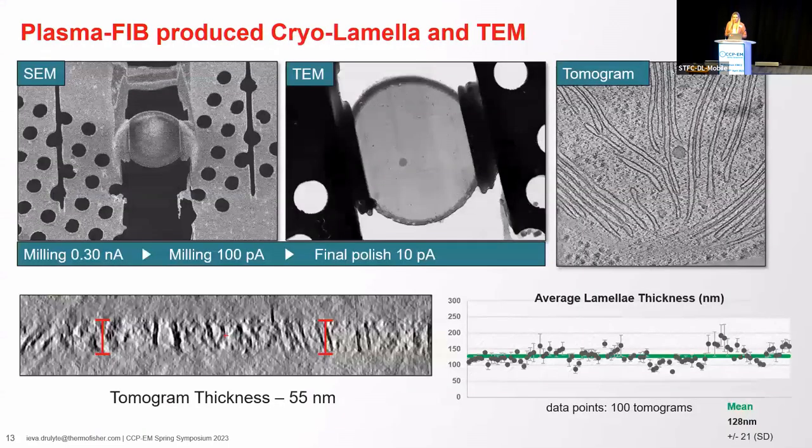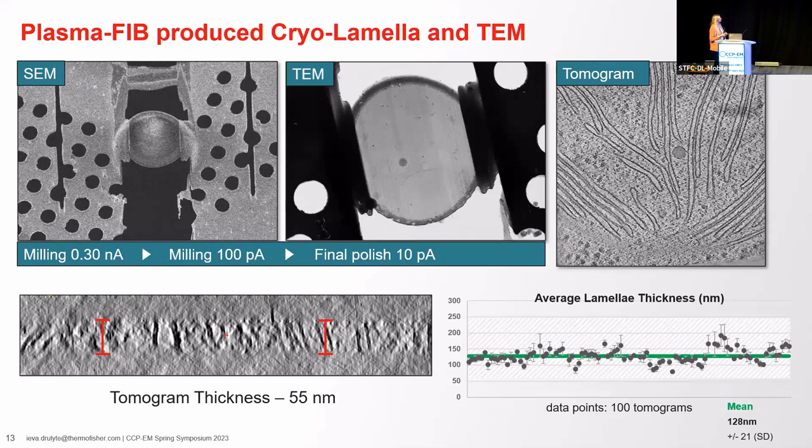If we look at one of the lamellae from that grid, it's one of the thinnest ones here. You can see it's in the middle. You can already see cellular features in there, which makes it quite easy to add your positions for data acquisition. And on the right, we can see a still image from one of the tomograms showing really beautiful ultrastructures.